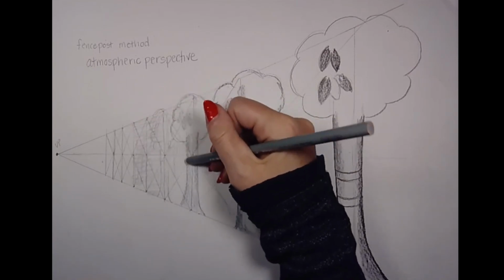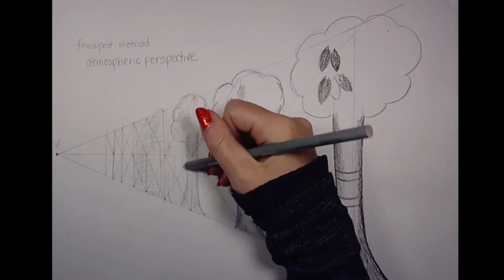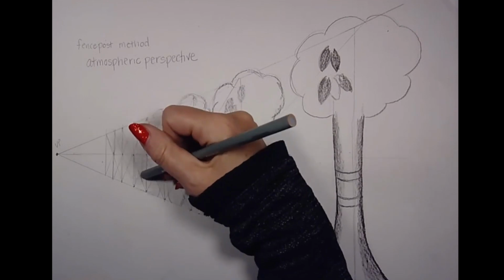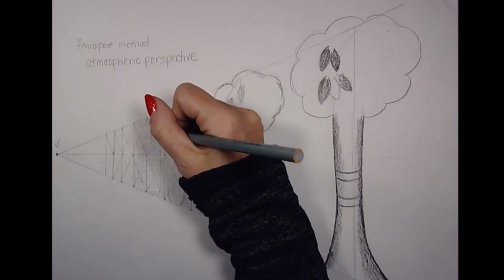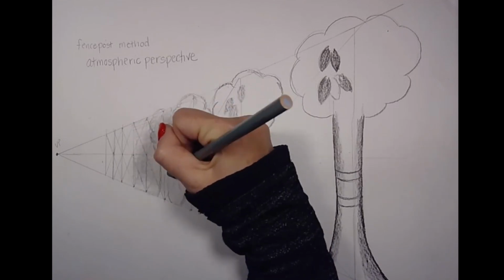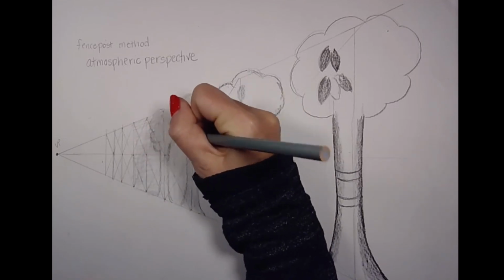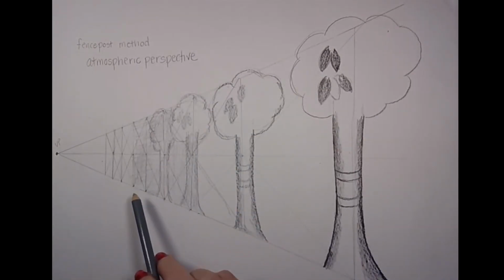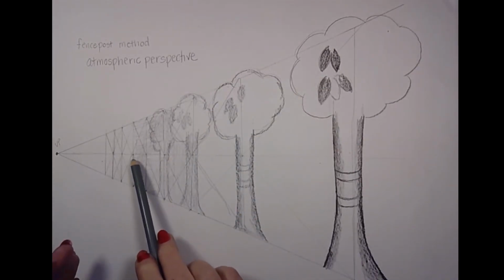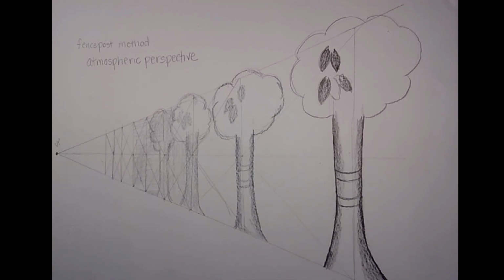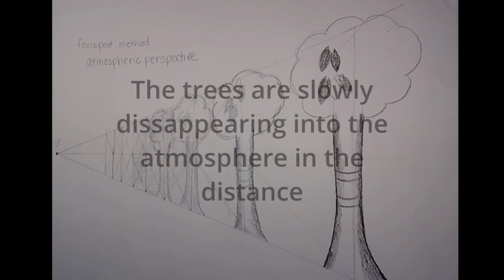So say this is the atmosphere right here. It's kind of the same value as this tree. And then you're seeing a tree right here. It's almost really hard to see and hard to tell what it is. It's disappearing into the atmosphere, and it would get more and more blurry and faint as you go back in space in the distance towards the vanishing point.